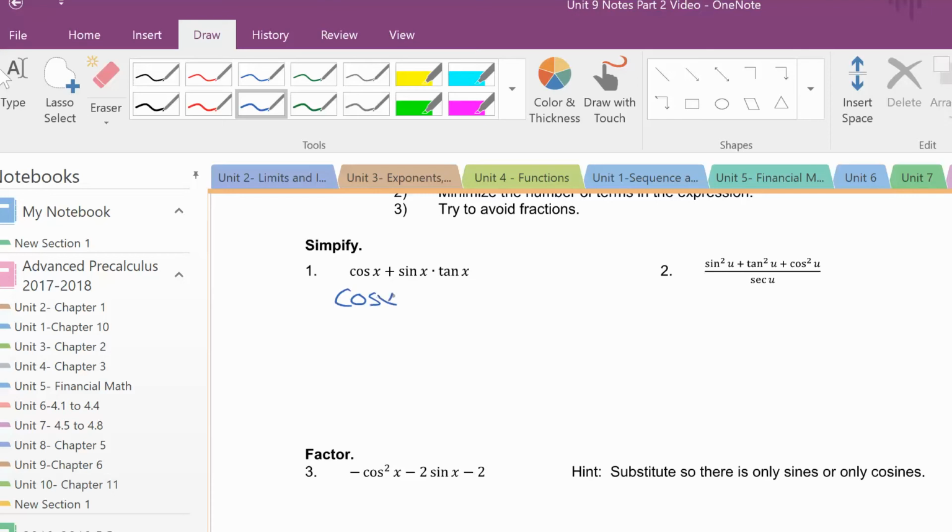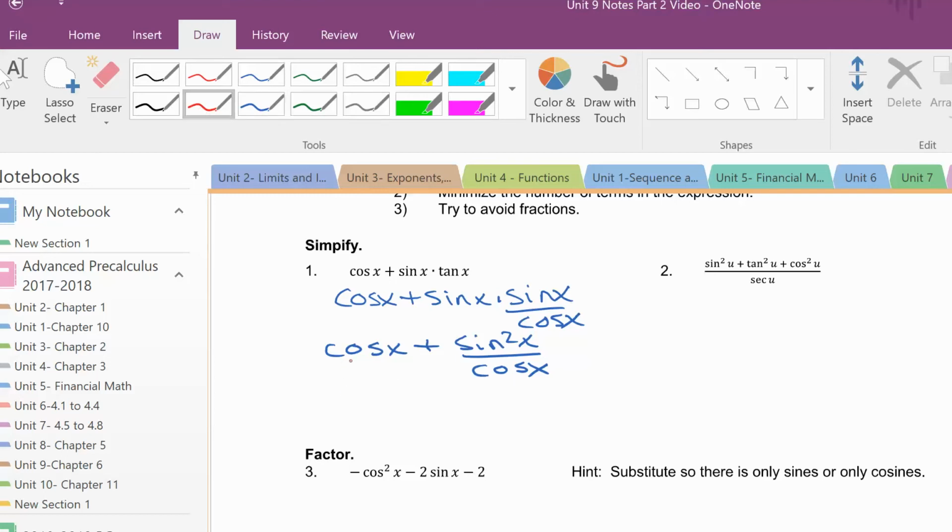So for example, this is cosine x plus sine x times sine x over cosine x. Cosine x plus sine squared over cosine x. Now, in order to combine fractions, you need a common denominator. So you would have to multiply by cosine here. So you get cosine squared plus sine squared over cosine. And cosine squared plus sine squared is 1 over cosine, and that is equal to the secant.